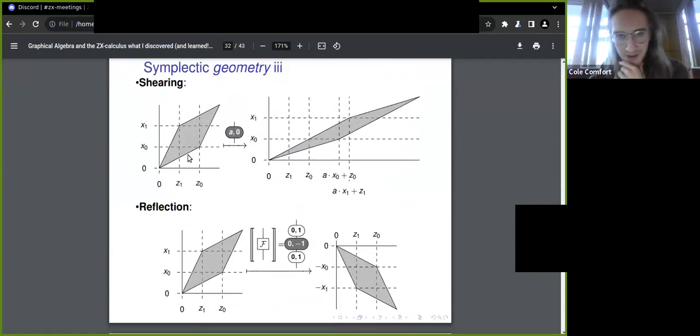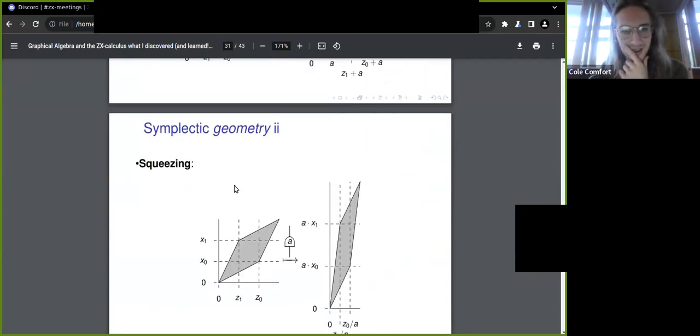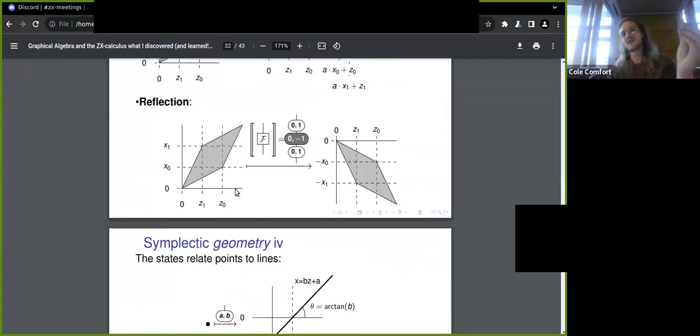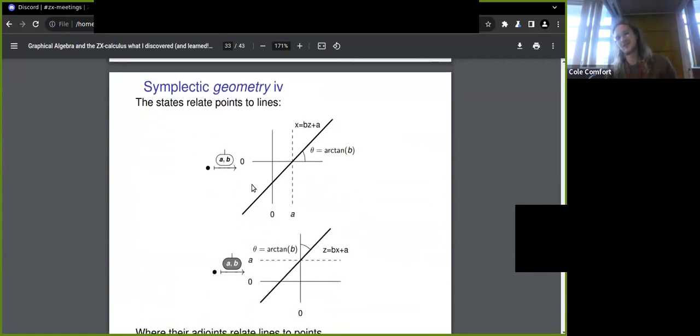But the transformations are the same. You can still do shearing and reflection or rotation, and squeezing. But the states and the effects can't. This is a non-physical thing because there's no physical line with no width. But yeah, that's the basic idea.